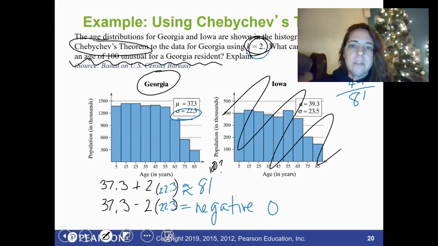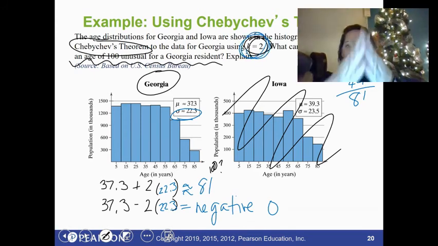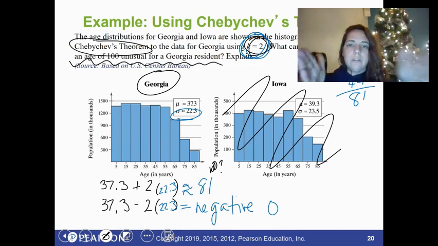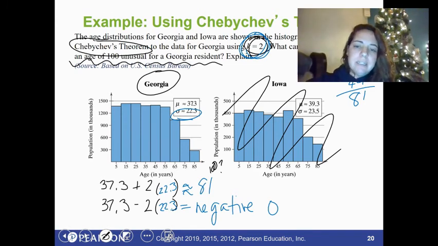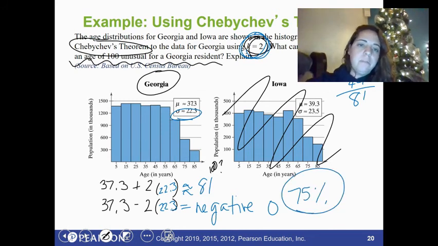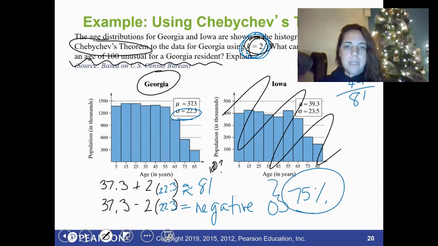And remember, going out with Chebyshev's theorem says if you go out 2 standard deviations, you're going to hit 75% of your data. So 75% of the people in Georgia are between the age of 0 and 81. So yeah, 100 would be unusual.